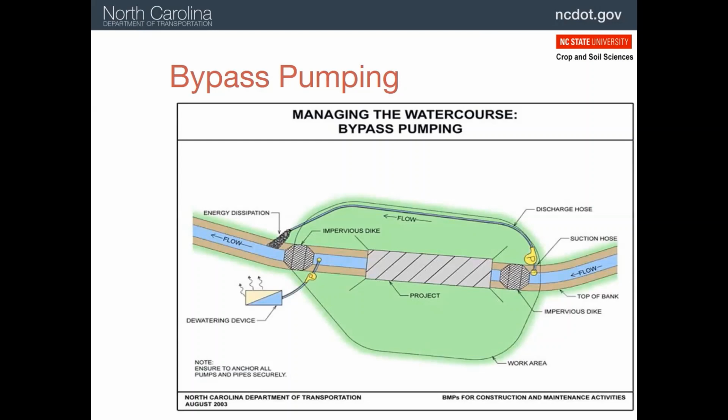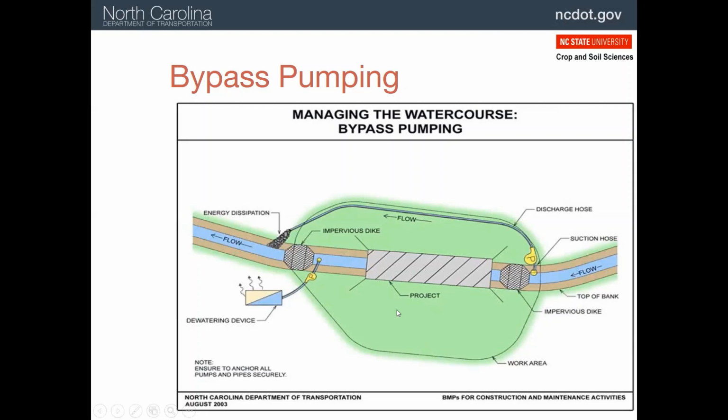In this case, earthen dams right there are built above and below your work area. At this point, we've got a pump that's going to pump the flow from the stream around the work site. We're going to safely dissipate the energy with a rock outlet and get the flow back into the stream. So note that we're taking clean water and we're putting it back into the stream as clean water, so it never contacts our construction site.